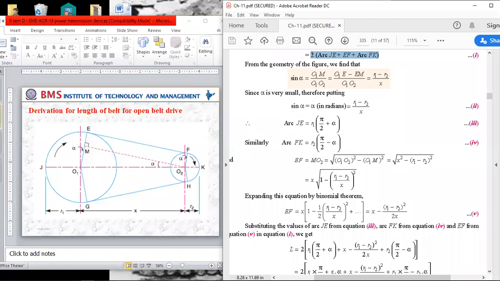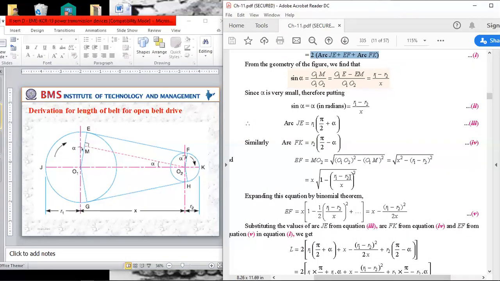So for finding the arc JE, the length of EF, and the arc FK, you need to use the binomial theorem as well as the Pythagoras theorem. All this we need to use. So for the geometry of the figure, we find out what sin alpha is equal to. Then arc length of JE, arc length of EFK, then MO2 length, that is nothing but EF length. So all these three values are substituted in the equation.